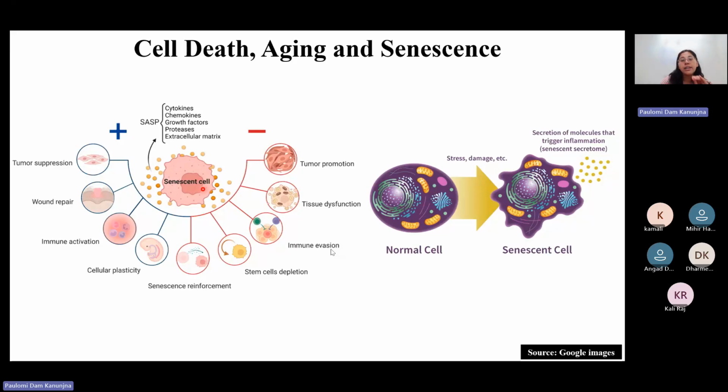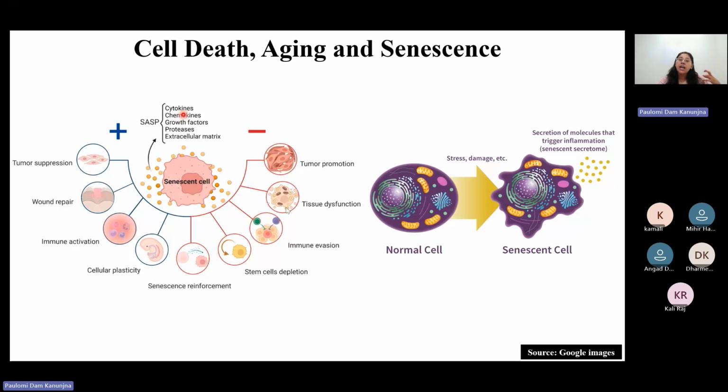Now, there are a few terms. So you will see some terms on the slide, which are also called SASP, which you must have encountered in your lectures, which stands for the senescence associated secretory phenotype. So these are basically those cells which are showing the hallmarks of aging, and they are then entering into this stage of permanent cell cycle arrest.